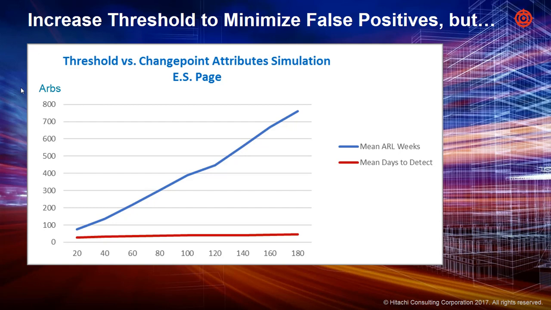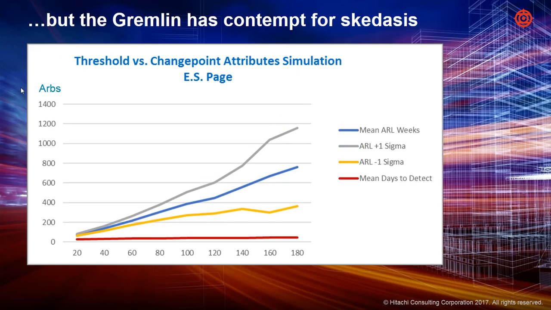But it turns out that it is horribly heteroscedastic. It's just absolutely horrible, and that's 1 sigma.